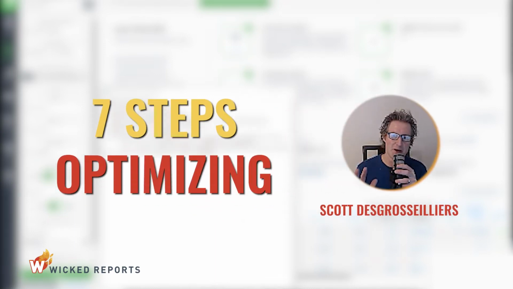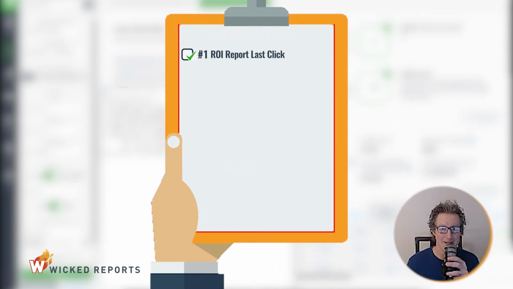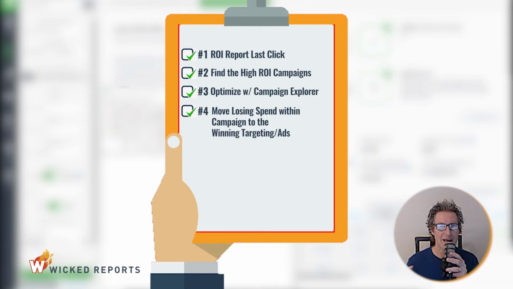There are 7 steps to optimizing a last click ROI campaign. First, you've got to go to the ROI report and choose last click. That's an important step. Second, we're going to find the highest ROI campaigns using the last click attribution model method of scoring. Third, we're going to use the Campaign Explorer to dig into the details of why you're earning that high ROI. Fourth, we're going to move any losing ad spend within a winning campaign to the winners, because we want to scale where it's working and stop spending where you're leaking money out to the ad networks.